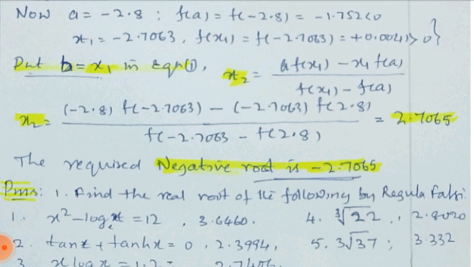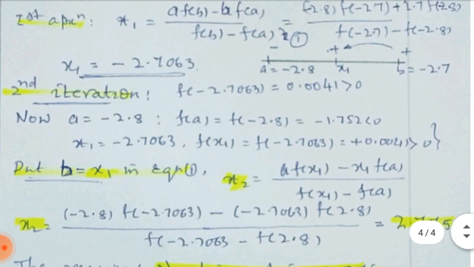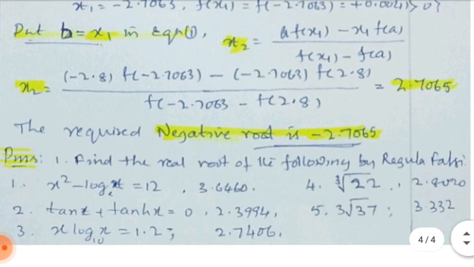The required negative root is minus 2.7065. x2 is equal to the above, minus 2.7065. So almost x1 is approximately equal to x2. Therefore, the real negative root of the given equation is minus 2.7065. Write x2 is equal to minus 2.7065 above.